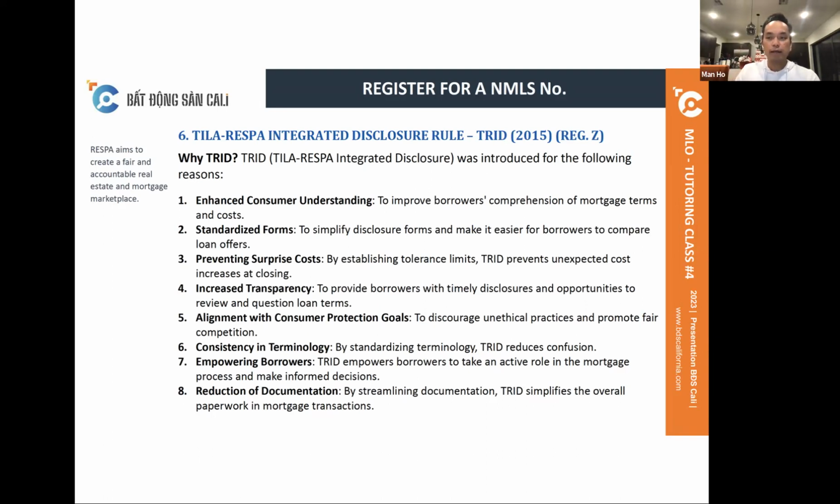Empowering borrowers, right? TRID empowers a borrower to take an active role. You need to know what you do, and we help you by providing all this kind of information. Reduction in documentation, right? By streamlining the documentation to simplify all paperwork in the mortgage transaction. Fewer paperwork, everything is clear. There's no need to kill trees.